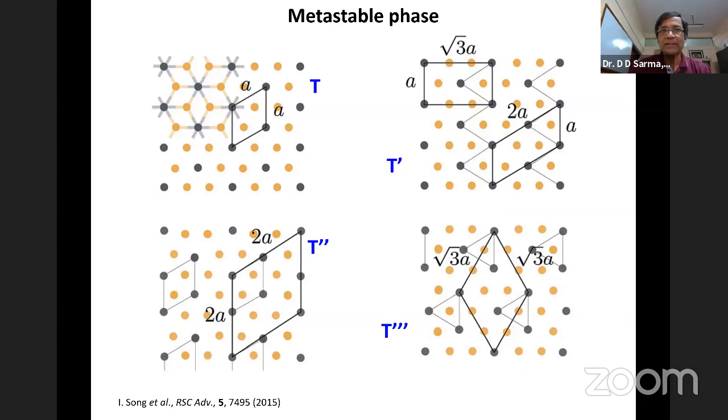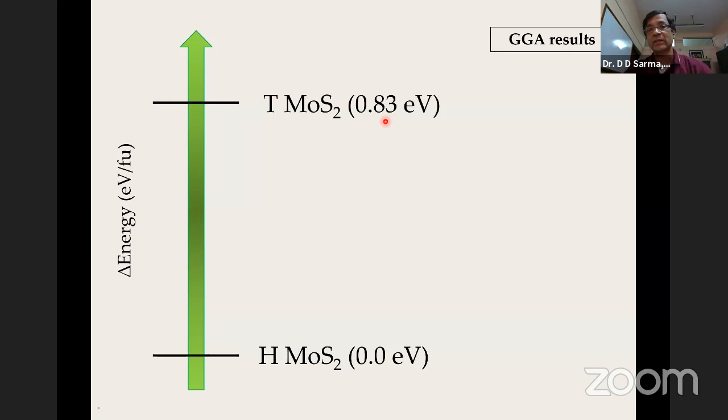Now, one would say that, look, density functional theory, we know, has been very good at predicting structure from total energy calculation by optimization, so let's do that calculation. It turns out that if you do the calculation, of course, the H phase is the lowest energy, stable structure, and that's my energy reference. The T structure, the undistorted metallic structure, is 830 millielectron volts above, very unstable.